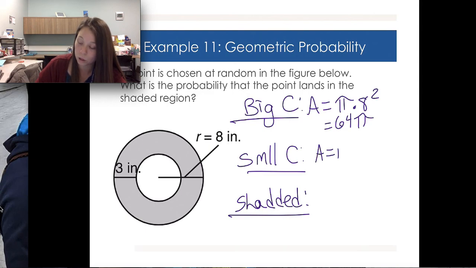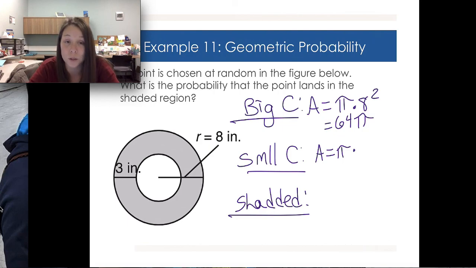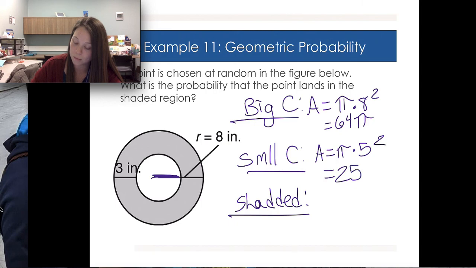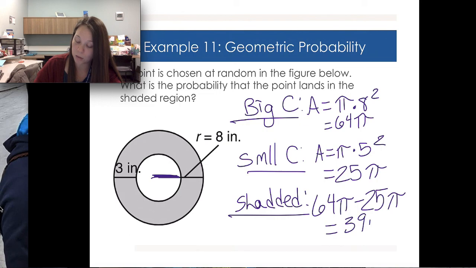Area of the small circle would be pi times, now, the radius of the small circle is the difference between 8 and 3, because 3 is the radius of the shaded part, and 8 is the radius of everything. So the difference between those will just give me the radius of this small circle. So that would be 5 squared, or in other words, 25 pi. So my shaded region is 64 pi minus 25 pi. And that gives me 39 pi.